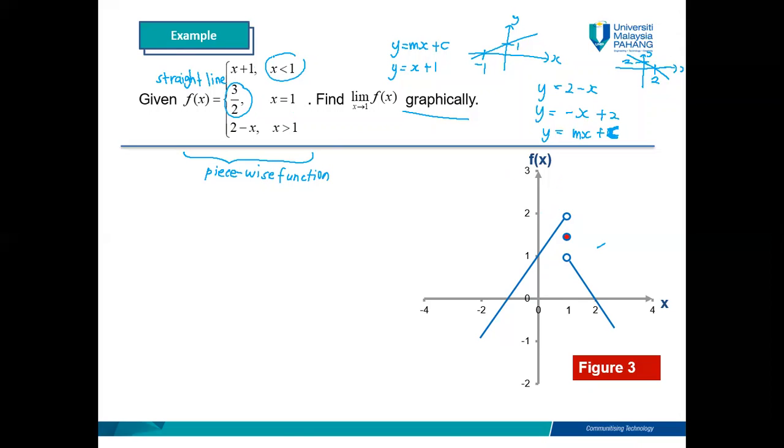Alright, so next, 3 over 2 when x is equal to 1. This one, when x is equal to 1, is 3 over 2. Here is 3 over 2, a point, okay? 1.5, okay? So this is a point, 3 over 2, one point, which is x is equal to 1.